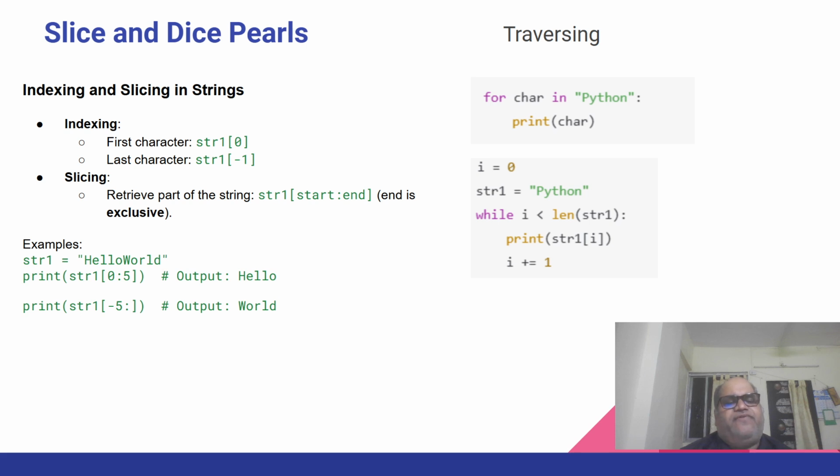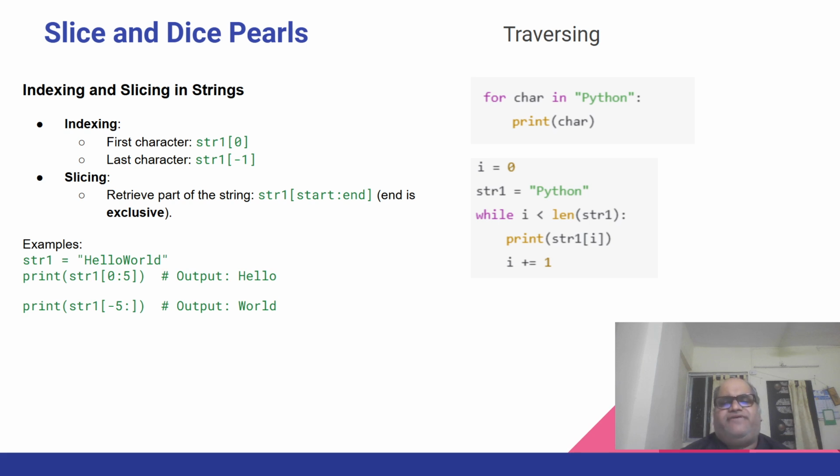Minus fifth character from the right will be w, and if you take all the string from there till the end, because whenever you don't specify the end after the colon, that will be considered as till the end of that string, you'll get world, right? So using start and end, as well as trying to retrieve the strings from the beginning and end, you can play around and make yourself comfortable with a variety of slice and dice built-in functionalities provided in strings.